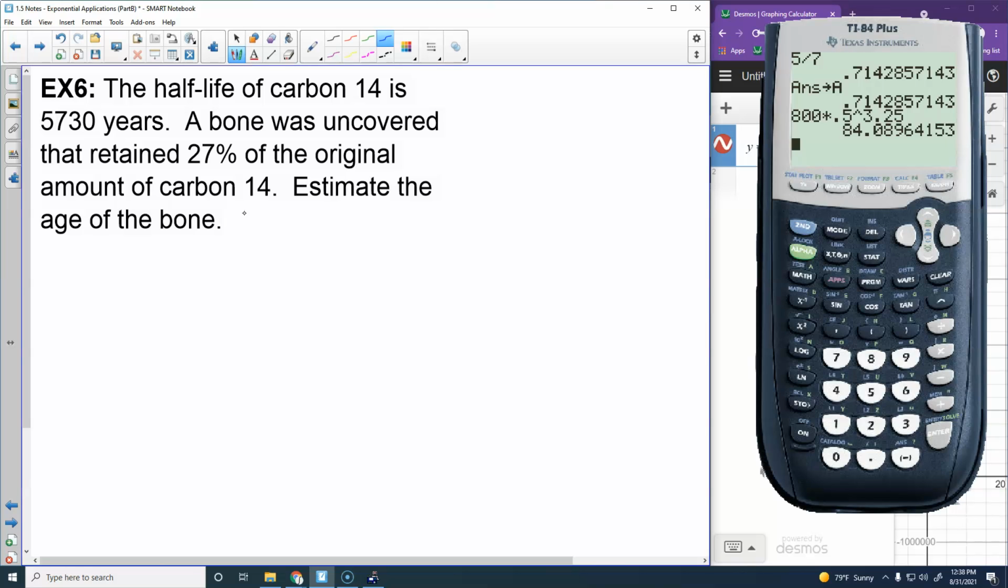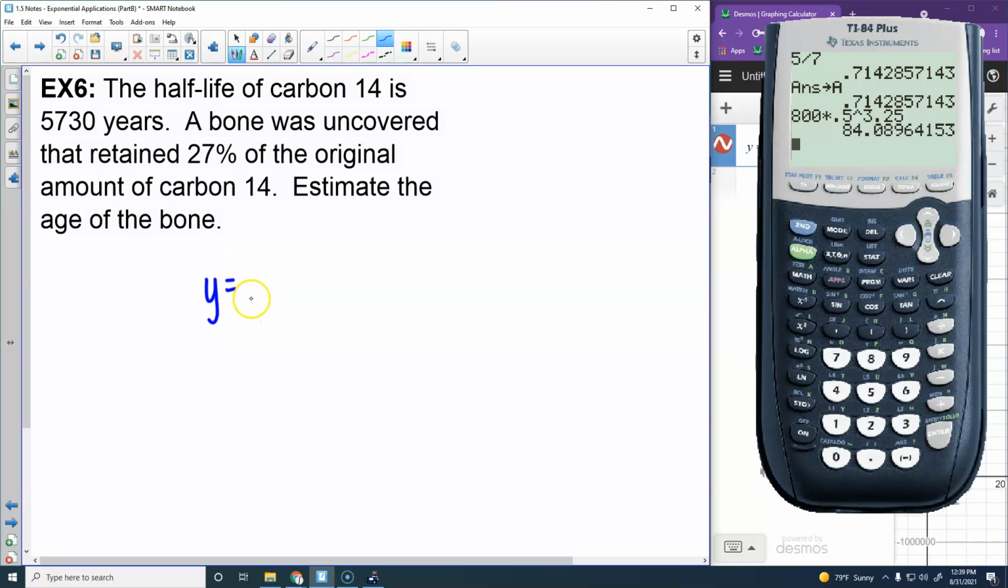But it's a little like Alfredo's money. It does not matter how much we start with if we know that percentage that we have left. Like with Alfredo, our percentage was half. We knew he had, or not half, doubled, right? Double his money, so 200% of his money. Here we've got half.